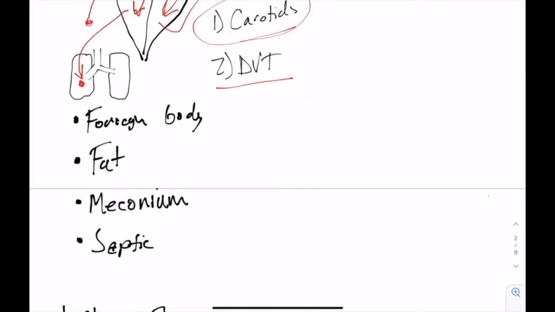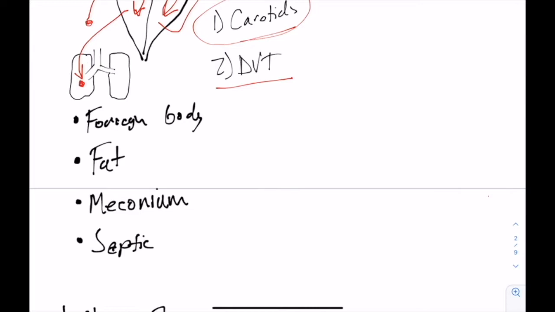Other emboli that can form include foreign bodies. This is mostly due to surgical procedures or if a stent has been placed and part of the device breaks off. You can also have a fat emboli. Fat emboli come from breaking large bones like a person's femur. If a femur breaks, the fat from inside the bone can leak into the blood vessels, and then this fat can travel up to the brain.